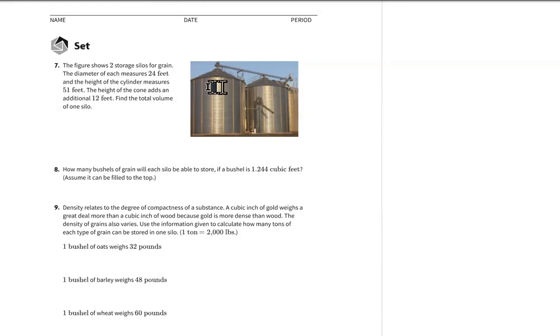The height of the cone, do you see the cone at the top of the silo? Adds an additional 12 feet. Find the volume of one silo. So I like to break things down because that's the way my brain goes. The very first thing is I have a cylinder, and this is what my cylinder kind of looks like. Got it? And then I'm going to label my cylinder.